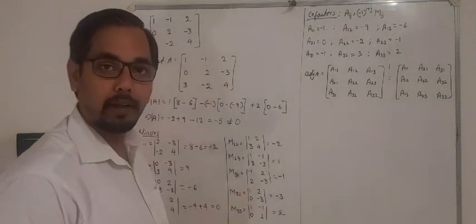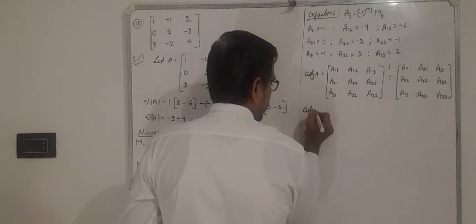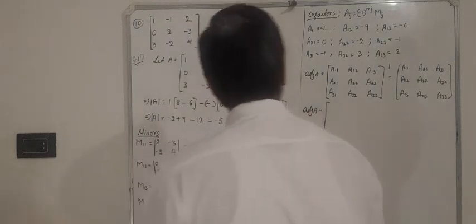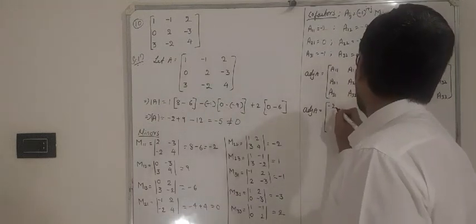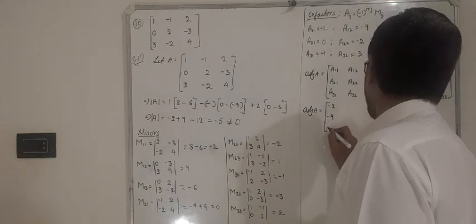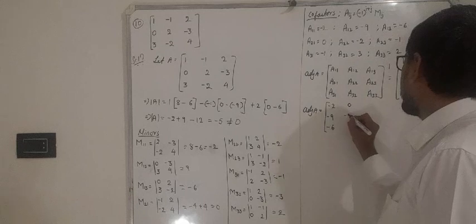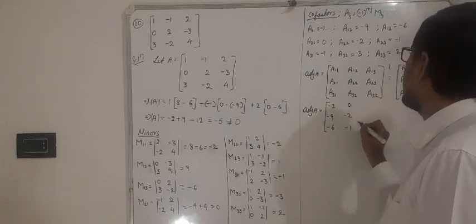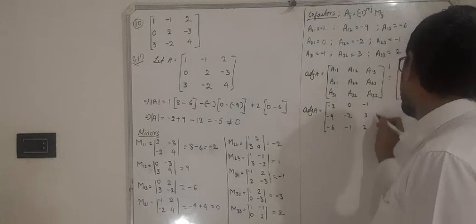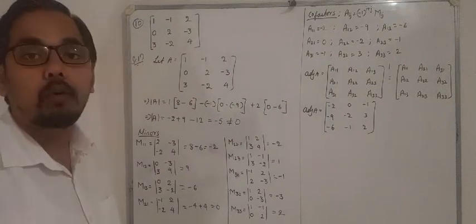Now we need to find the value of A inverse. We need to substitute. Substitution is still remaining. Adjoint A. A11 is what? Here we are having -2. A12 is -9. A13 is -6. A21 is 0. A22 is -2. A23 is -1. A31 is -1. A32 is 3. A33 is 2. Right? So this is how we got the value of adjoint A.